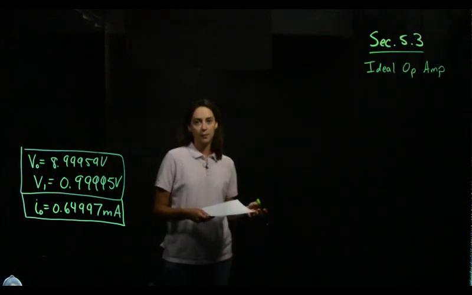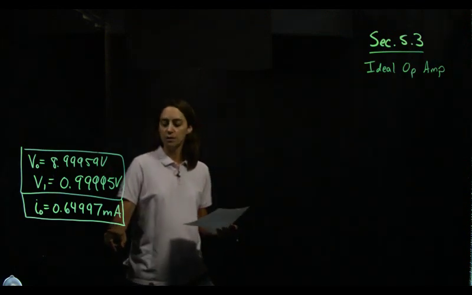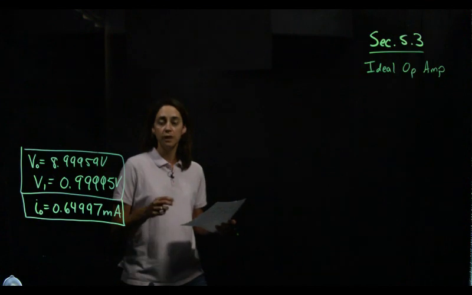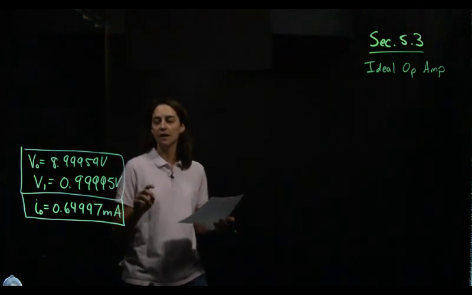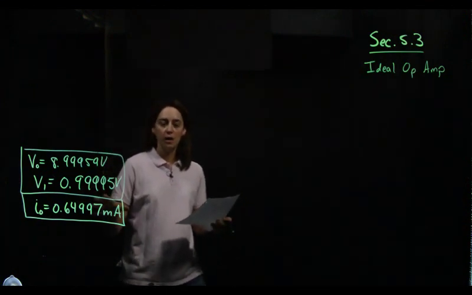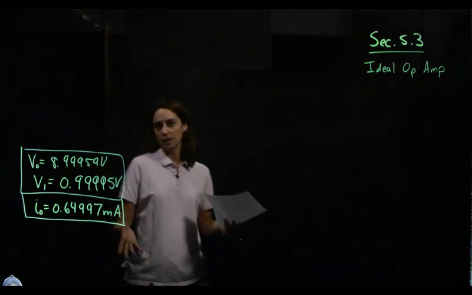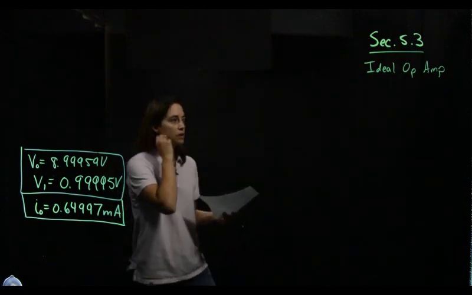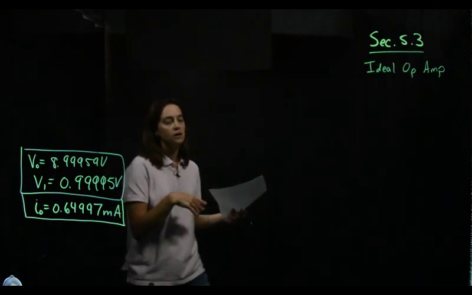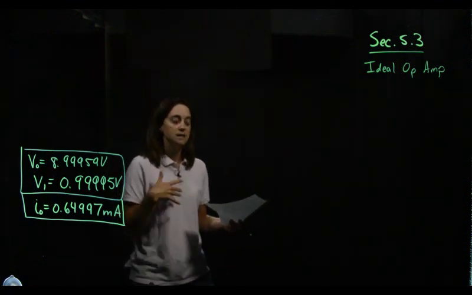5.3 is on the Ideal Op-Amp. And I've left up here the answers from the last example problem we worked. If you haven't seen that video yet, take a look at it. But this was solving an op-amp problem by using the equivalent circuit. And it works, but it's a lot of steps, and it takes a long time. So we're going to look at solving the same exact circuit, but using the idea of an ideal op-amp.